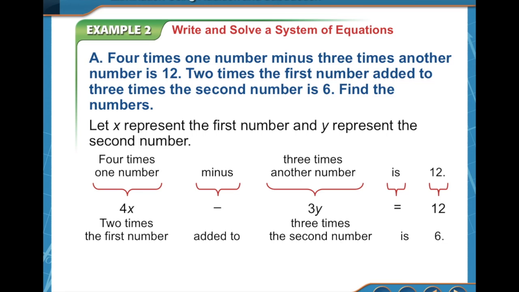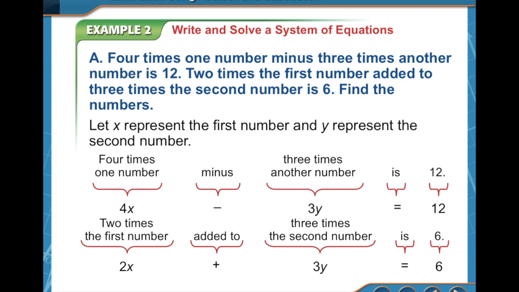And then our second word phrase was here. So 2 times the first number should be 2x plus 3 times the second number is 3y equals 6. So here we have our 2 equations, and please write those down. 4x minus 3y is 12, and 2x plus 3y is 6.